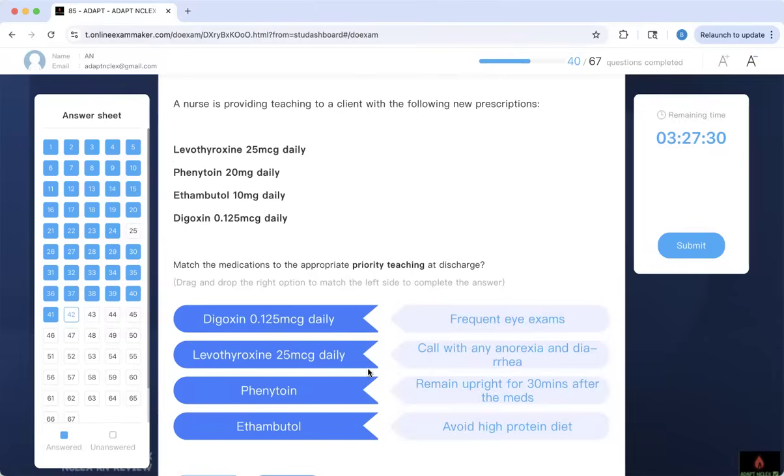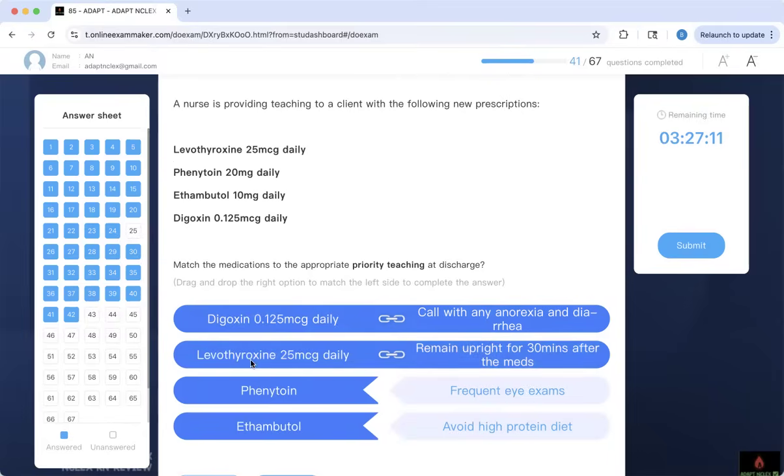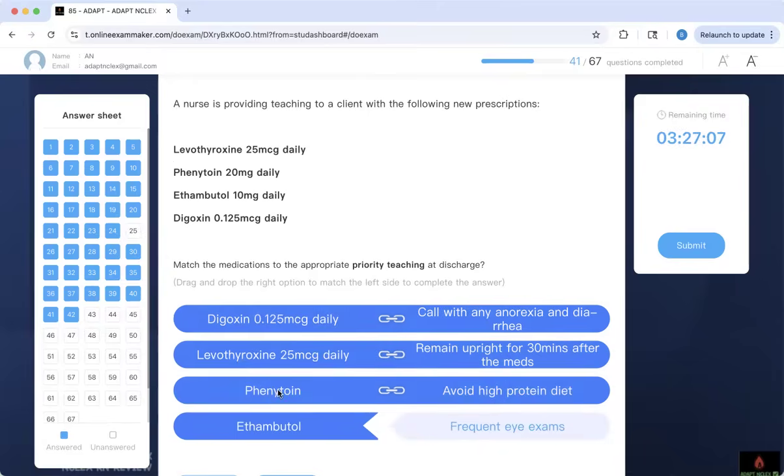Think about it. If you take digoxin, which of these should you tell them? Frequent high exams, call with anorexia, remain upright 30 minutes, or avoid protein. GI symptoms, number one. So that's what we call. Levothyroxine, remain upright, esophagitis. Phenytoin, avoid protein. And phenobarbital, you need a high exam.